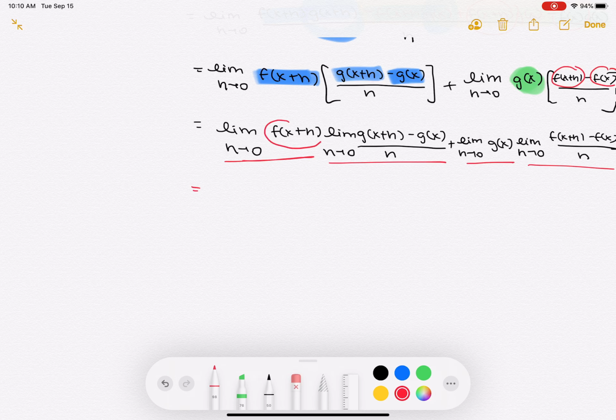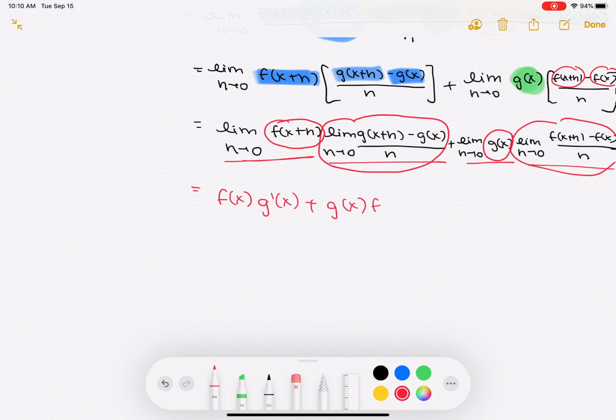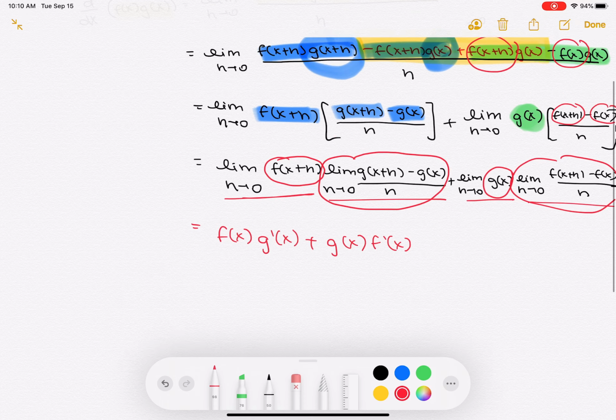As h approaches 0, f of x plus h just approaches f of x. This piece here is the definition of the derivative, that's just the derivative of g of x. G of x has no h's in it, so as h approaches 0, g of x is just g of x. And then this is the definition of the derivative of f, so that's f prime of x.